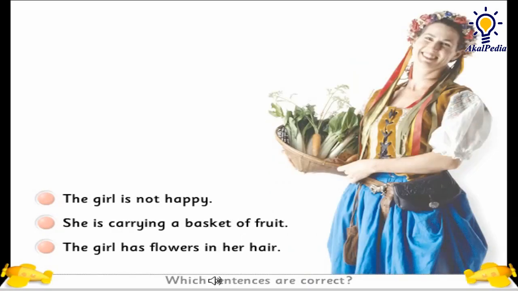Which sentence is correct? The girl is not happy. Salah. She is carrying a basket of fruit. The girl has flowers in her hair.